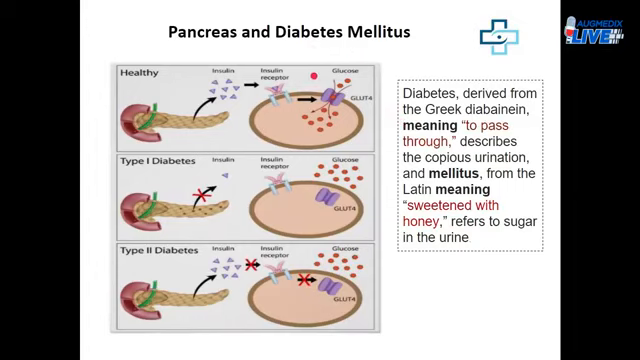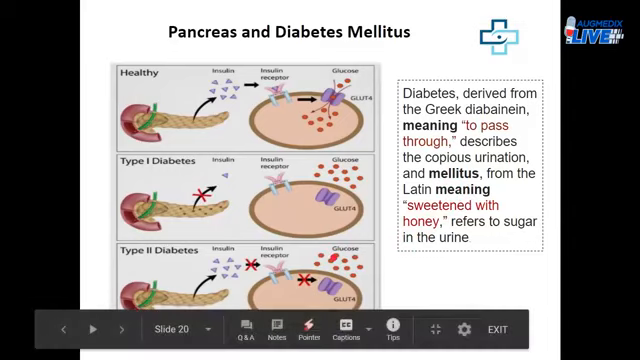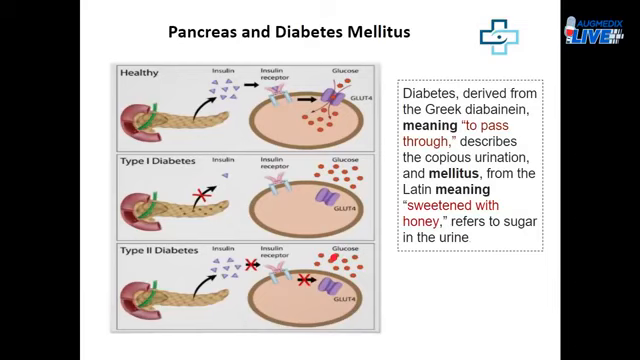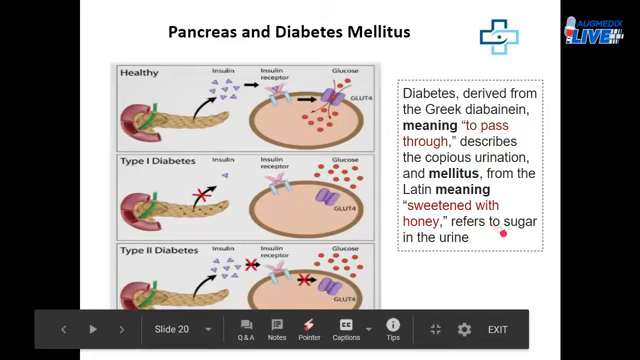Now let's have a look at how this is derived. The word diabetes is derived from the Greek word diabainein, which means to pass through, and the word mellitus means sweet. So what happens in a diabetic patient? Usually they have a tendency to urinate more, and usually inside the urine there is a high content of sugar or glucose. So diabetes means to pass through sweetened substances, meaning sugar in the urine. So this is how it is derived.